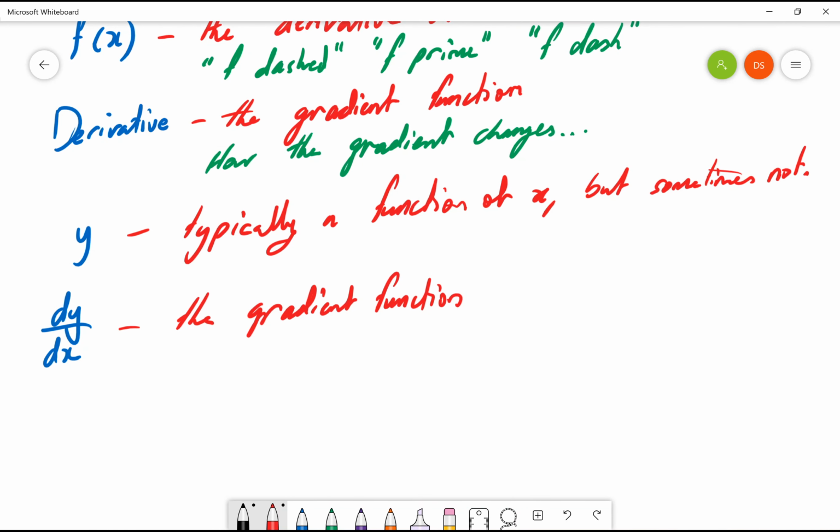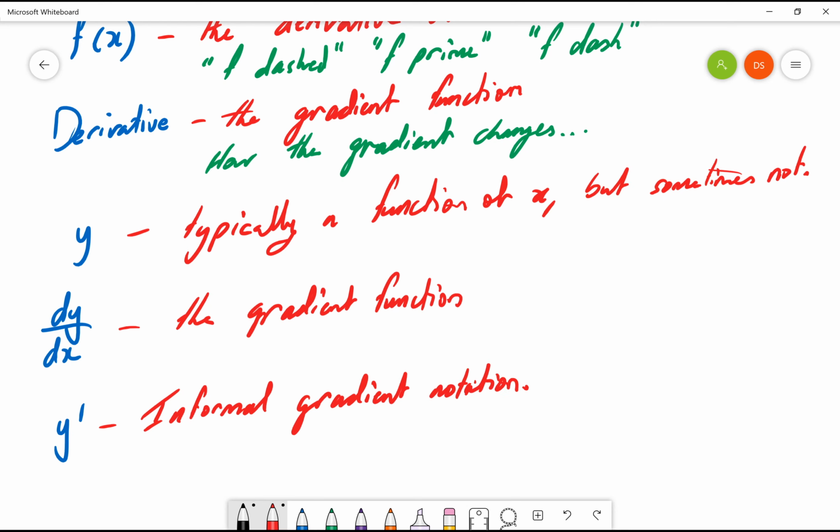One more bit of notation, y dash. Informal gradient notation. I think y dash is the most informal form of notation that we use. I don't like it very much because I think it's some sort of combination of these two.